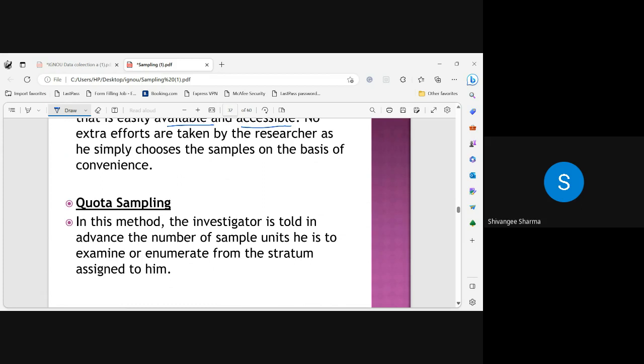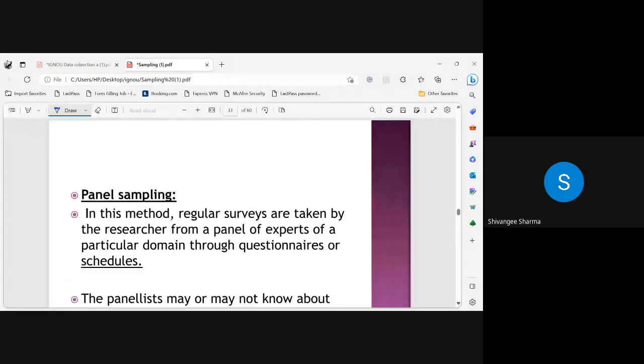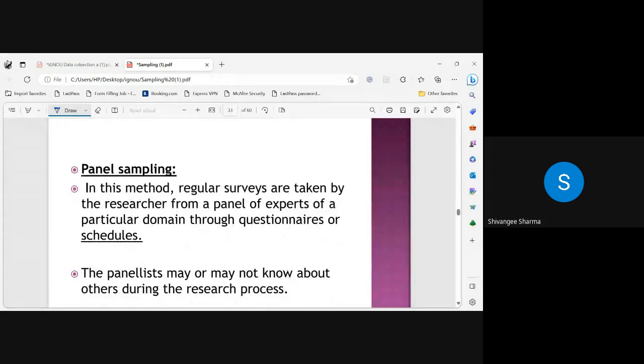Then comes quota sampling. We have studied stratified sampling. When you choose sampling units, you divide them into groups based on your judgment only, and you select from them, then that is quota sampling, right? So you just assign strata and you choose out of those strata. Then panel sampling.